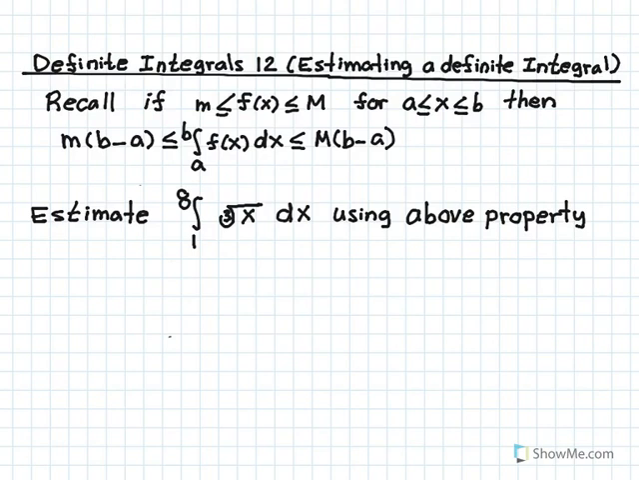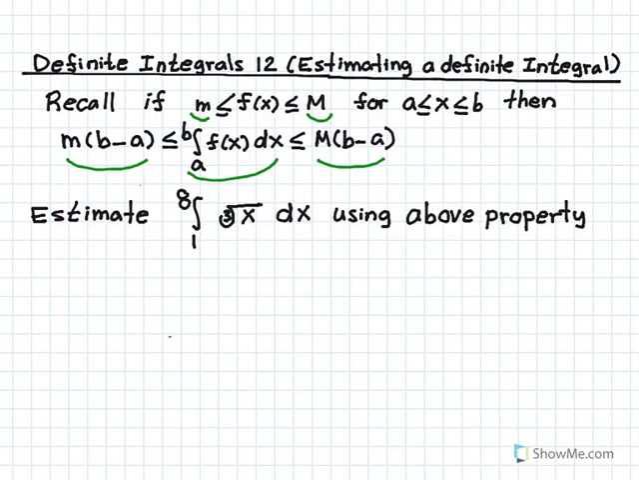Recall, if there's a function f of x that's less than or equal to capital M, the absolute maximum of the function on the closed interval a to b, and it's larger or equal to small m, the absolute minimum of the function on the closed interval a to b, then the definite integral from a to b of f of x dx, which is essentially the area under the graph of the function f of x from a to b, is less than or equal to the area of the larger rectangle given by capital M times b minus a, and it's larger or equal to small m times b minus a. So we're going to apply this property to estimate the integral from 1 to 8 of the third root of x dx.